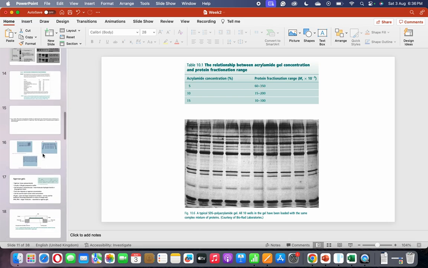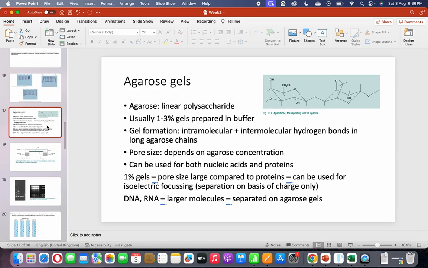So you can run it in an agarose gel, or in a mixture of agarose and acrylamide gels. With 1% gels, as I mentioned, we have less agarose, so it will have a large pore size. We can again use it for applications such as isoelectric focusing, because this pore size is much bigger compared to most proteins, so they can move freely through the gel. But DNA and RNA are actually larger molecules compared to proteins, and so we can separate them easily on an agarose gel.